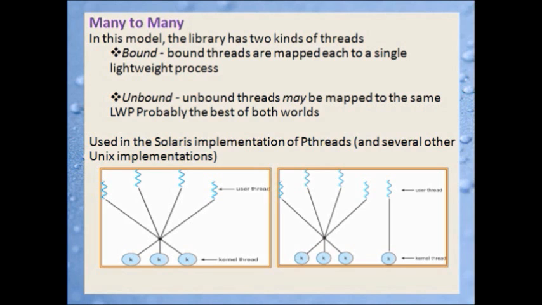Many-to-many. In this model, the library has two kinds of threads. Bound: bound threads are mapped each to a single lightweight process. Unbound: unbound threads may be mapped to the same LWP. This is probably the best of both worlds, used in the Solaris implementation of Pthreads and several other Unix implementations.